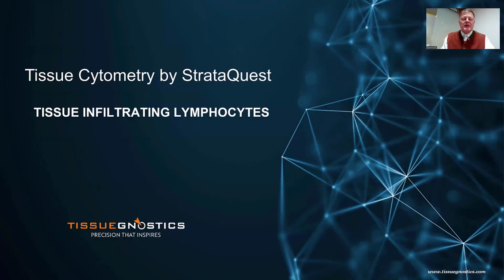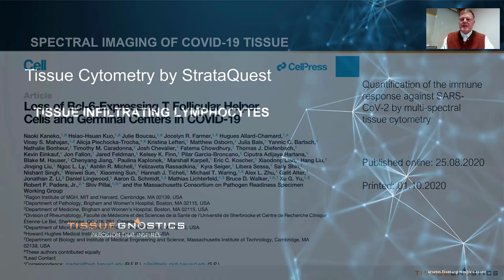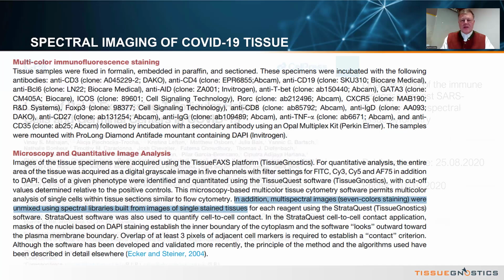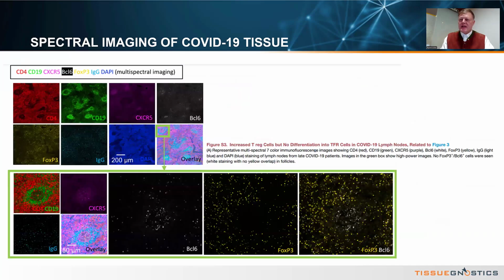An extremely popular and prestigious example of this analysis method comes from Harvard University, where they investigated the immune response against the SARS-CoV-2 virus in thoracic lymph nodes of COVID-19 patients post-mortem, back when the pandemic started. So please note, this was published in August 2020, just 5 months after WHO had declared the pandemic. They used our TissueFAXS platform and our software to analyze 7-color immunofluorescence stained samples.